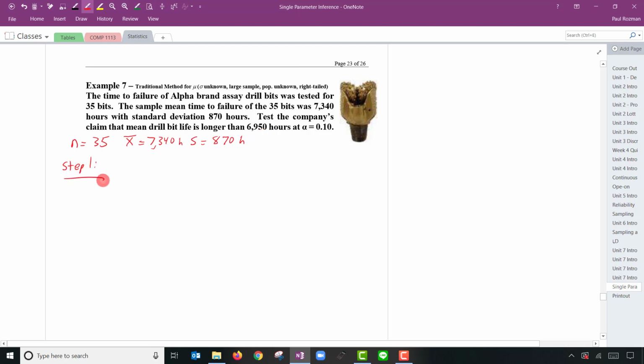Step 1 is that the mean life is longer than, so say greater than, 6,950 hours. Basically, we're going to compare our sample result to our claim.